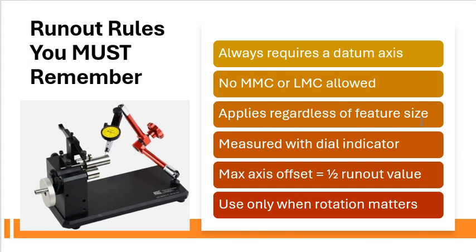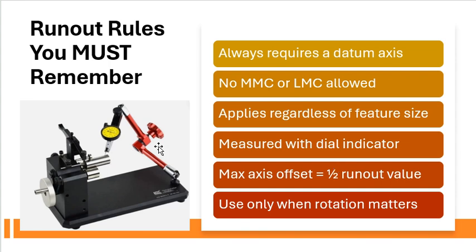It applies regardless of feature size. It doesn't depend on the size. Measure with a dial indicator. Most of the time, the inspection instrument is a dial indicator like that. Your maximum axis offset is usually calculated by dividing the runout value by 2. Half of the runout value. Okay, so make sure you use it only when rotation matters.